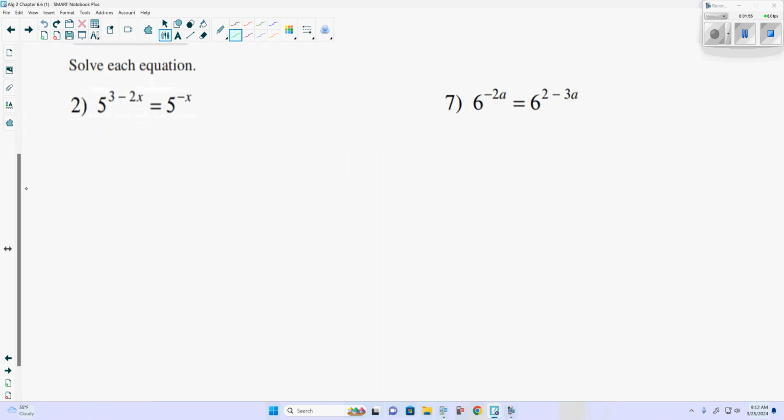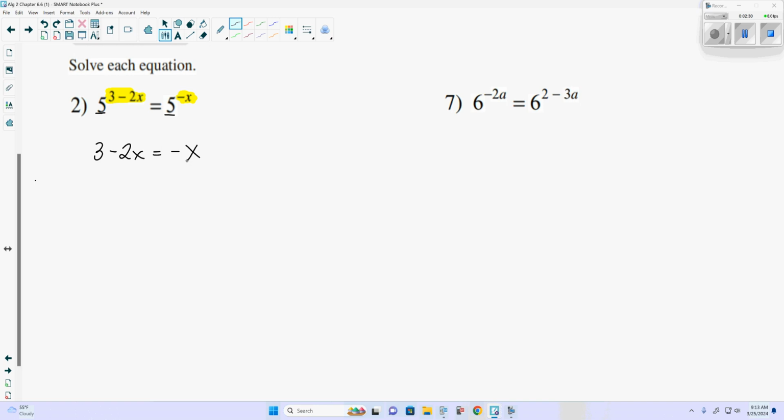And what that is saying is if the bases are the same. If we have an equation and we have one base on either side, and both of the bases are the exact same, well, the only way that this can be equal is if their exponents, the 3 minus 2x and negative x, are also equal. So the only way this is true is if our 3 minus 2x is equal to negative x.